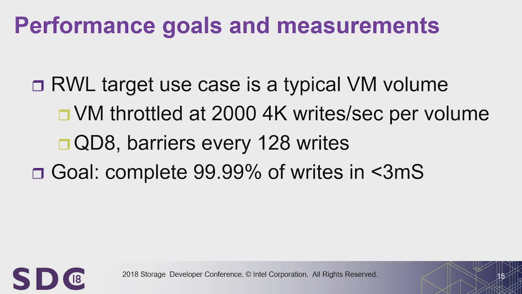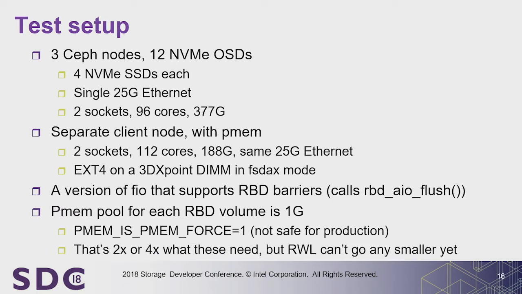So here we are. We used some hardware to do this. We have a little toy Ceph cluster. It has 3 nodes, 12 OSDs, and the client is a separate machine, and everything's on a 25 gig network. If you wanted to try this at home, I had to use a version of FIO that actually calls RBD IO flush, because you can tell it to put a barrier every n writes, but the RBD backend in the normal version of FIO never actually calls flush. So this version does.